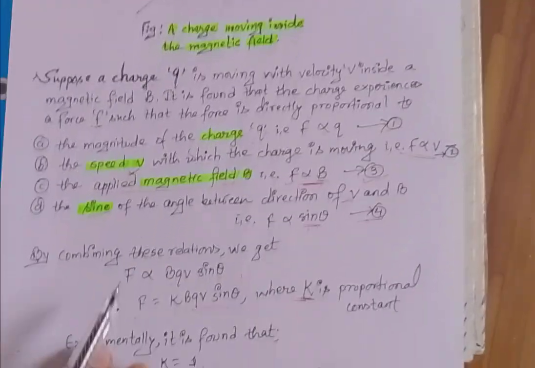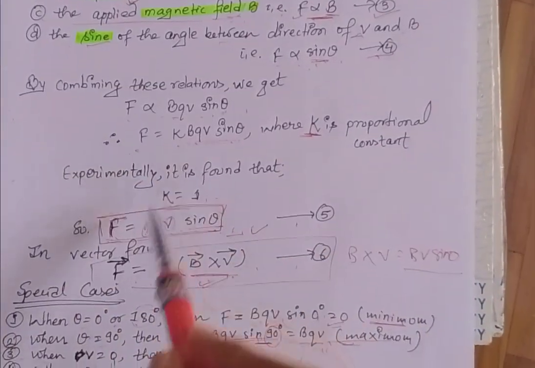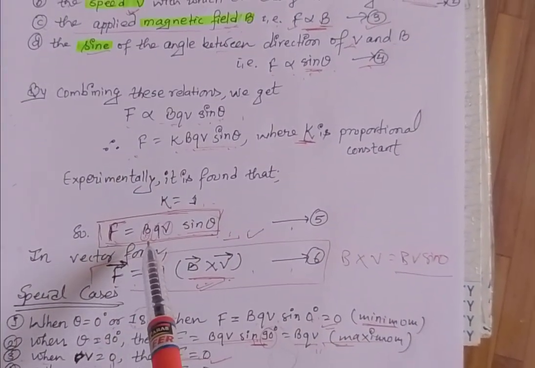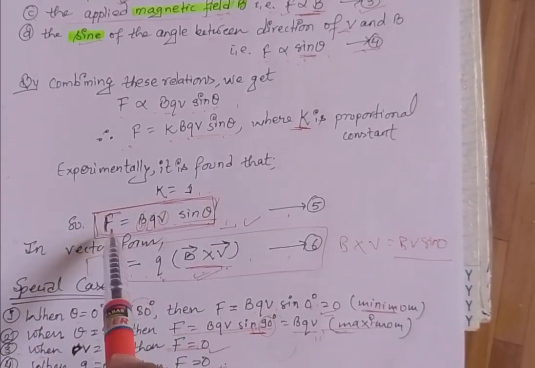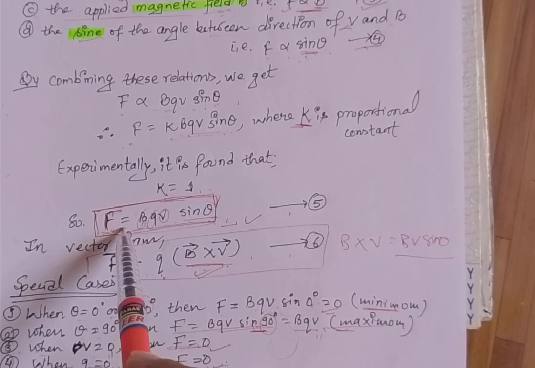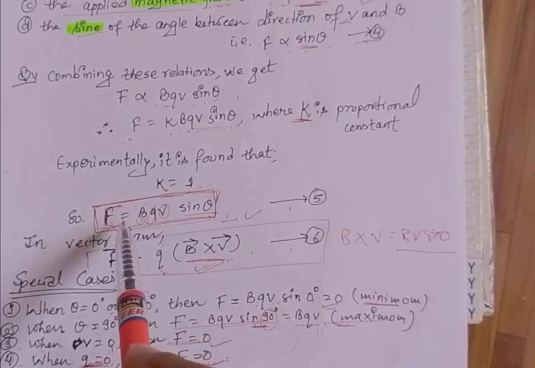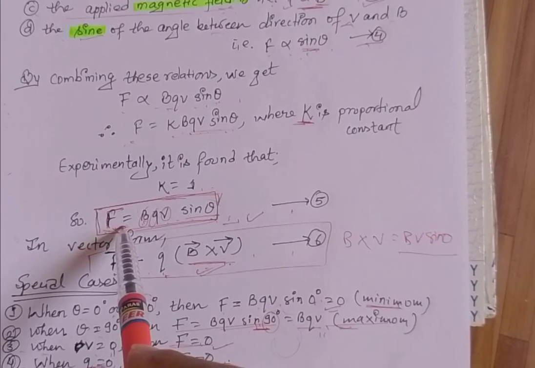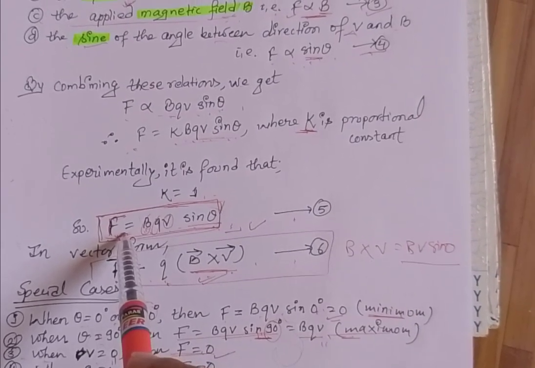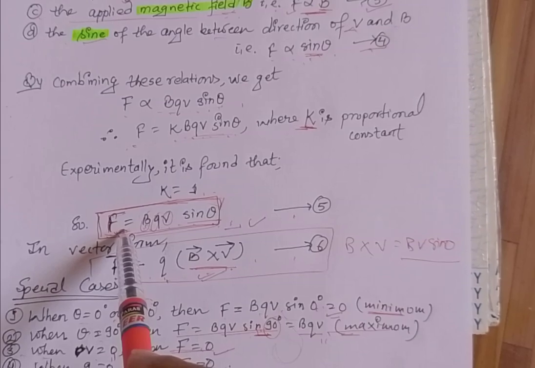The relation between the force and qvB sine theta is equation 5. So this is a beautiful result. We can apply this result in a number of various forms, in various derivations, as well as to solve numericals.